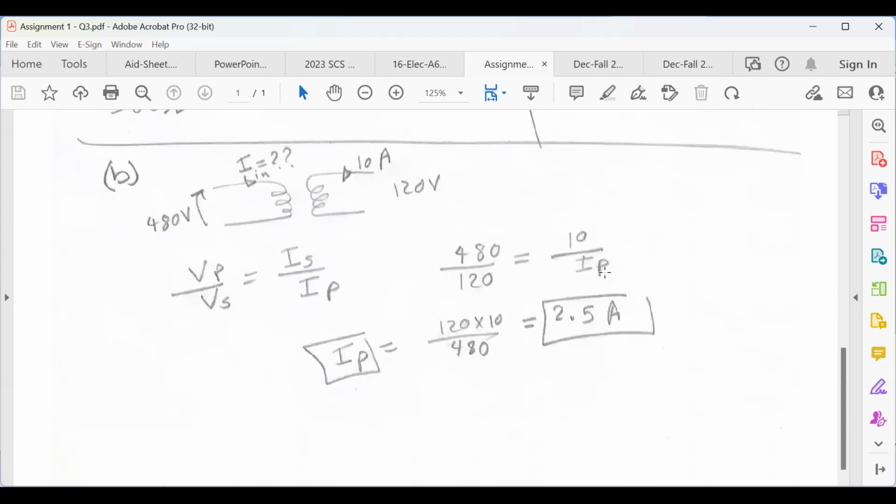The last one is very simple. It's an ideal transformer, primary and secondary. Use the normal ideal equation, or the ratio between the primary voltage and current.